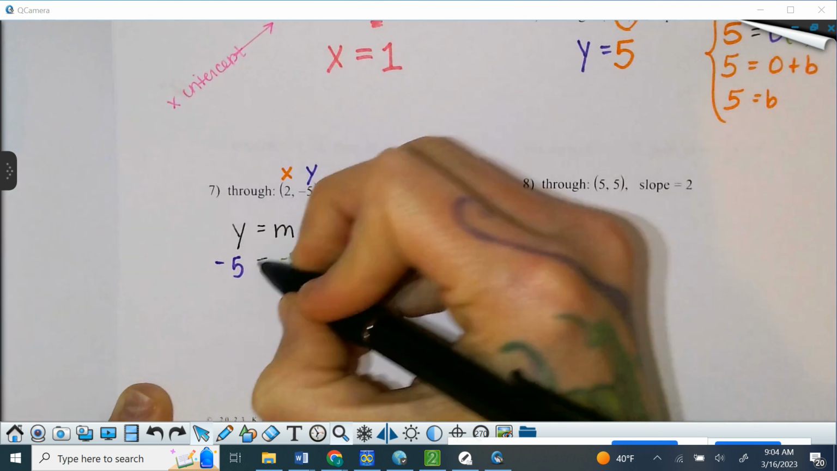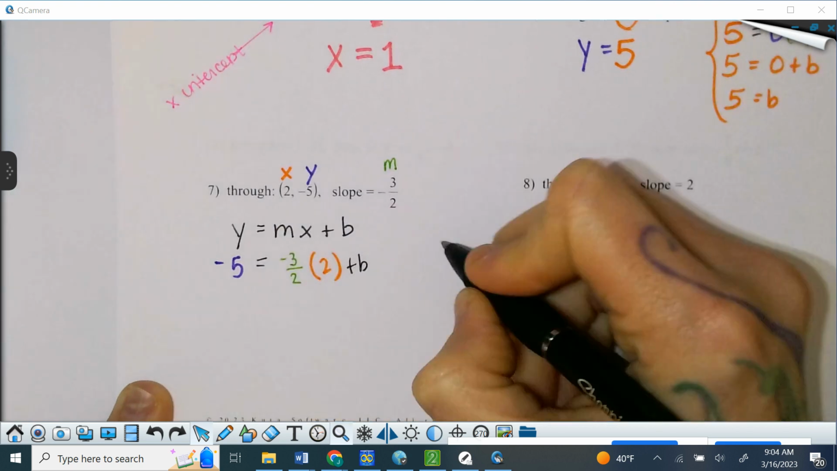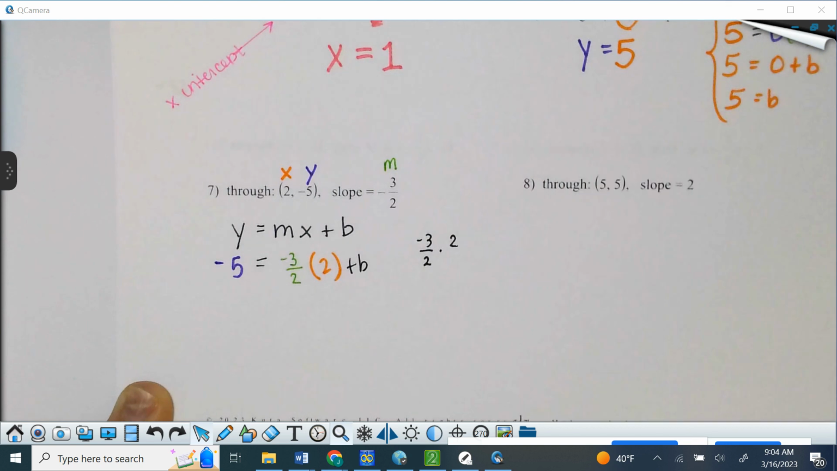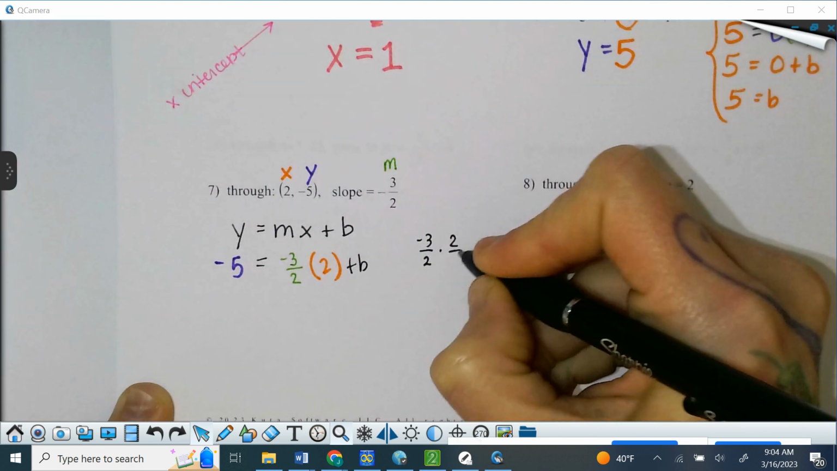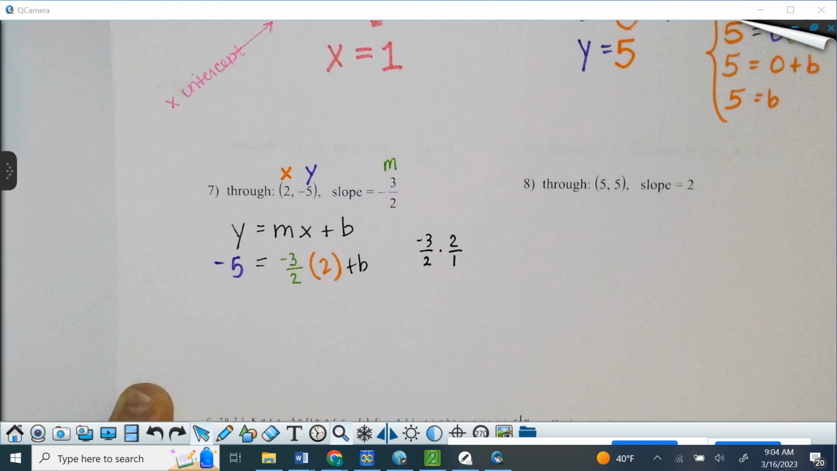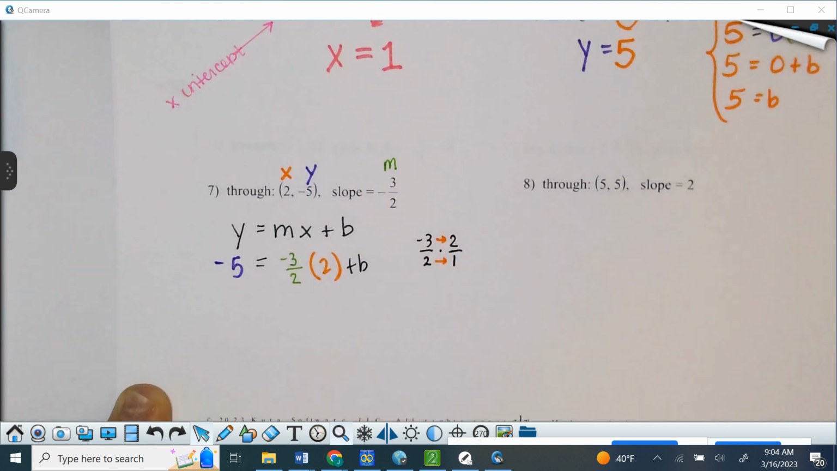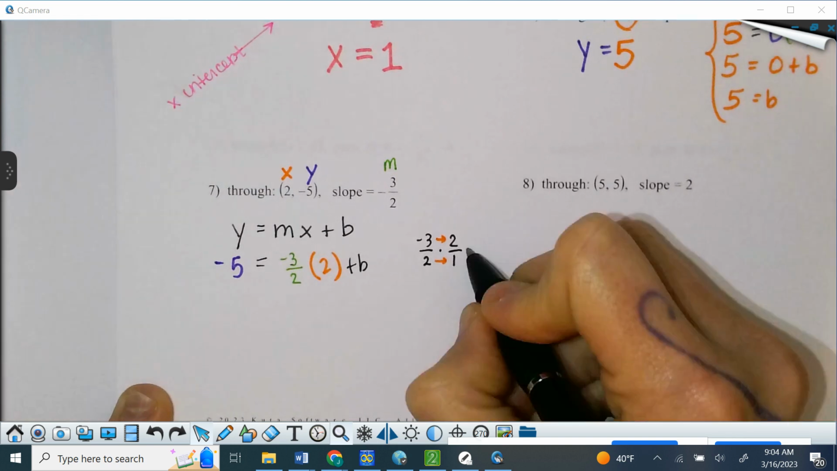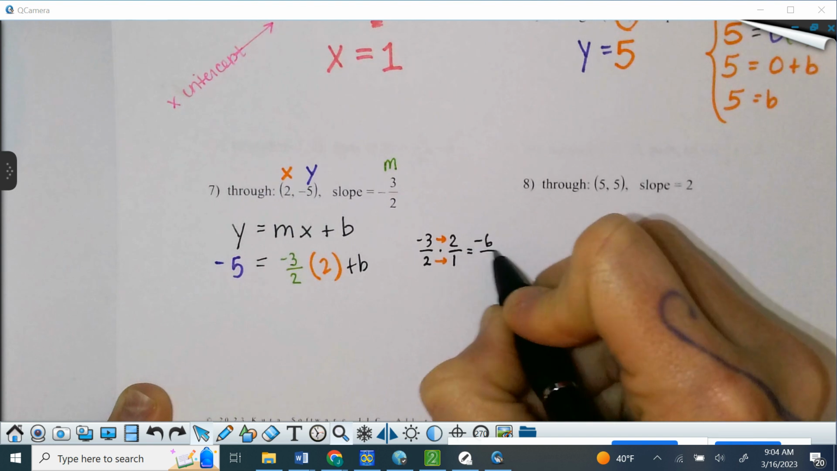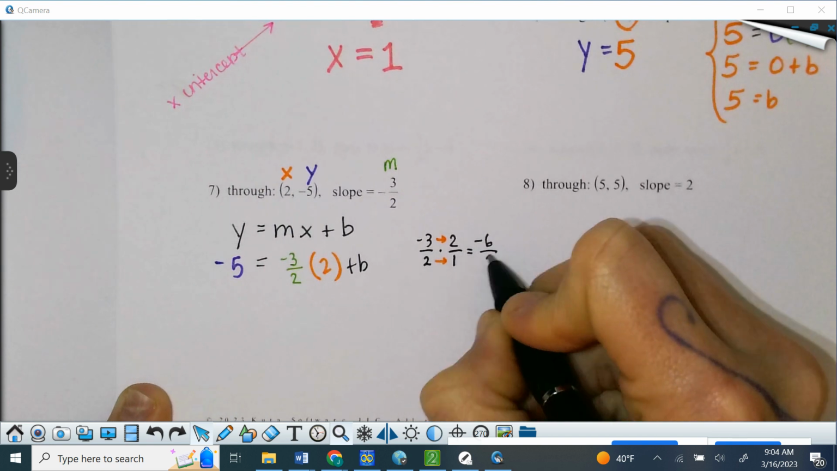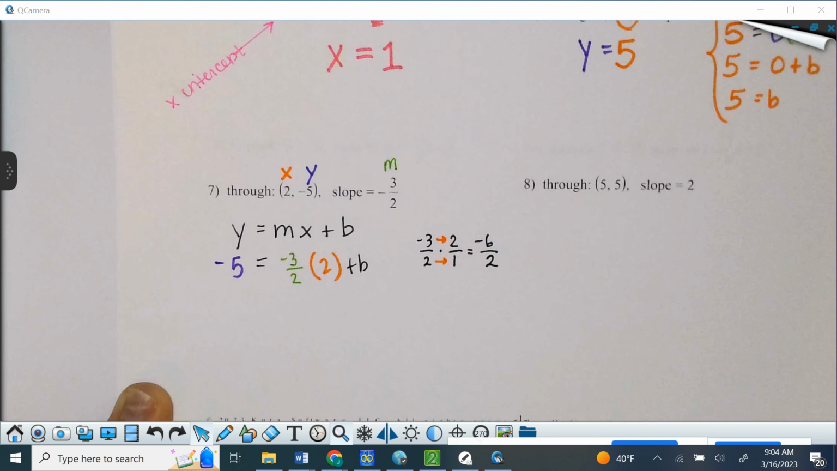Now, -3/2 times 2. Remember, any whole number has an imaginary 1 underneath it, and every time you multiply fractions, you're working straight across the top, straight across the bottom. What is -3 times 2? Yes, -6. And then 2 times 1 is going to give us 2. And then -6 divided by 2 is going to give us a -3.